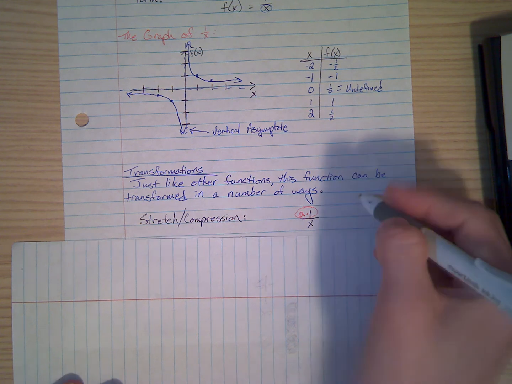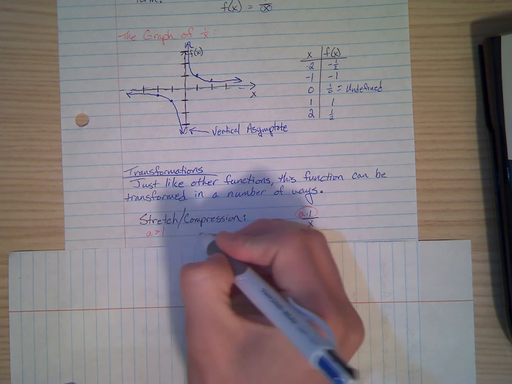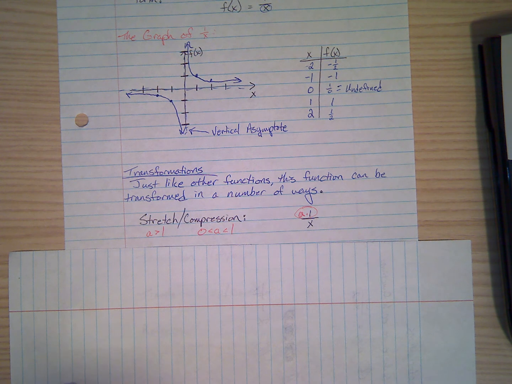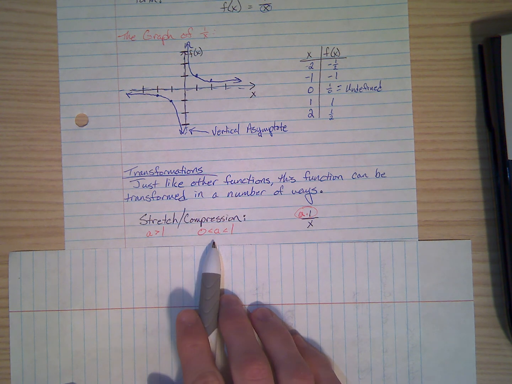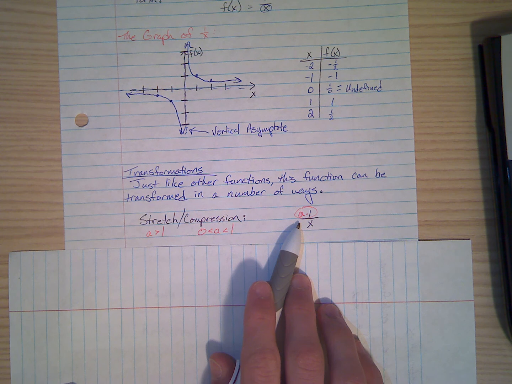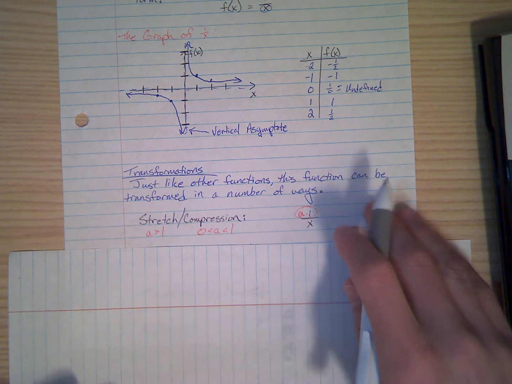Now, if a is bigger than 1, it's a stretch. If a is between 0 and 1, it's a compression. Just a little note on compressions. You could have a number in the denominator being multiplied by x, and if you think about it as a fraction, then a would be between 0 and 1, so that would be a compression.